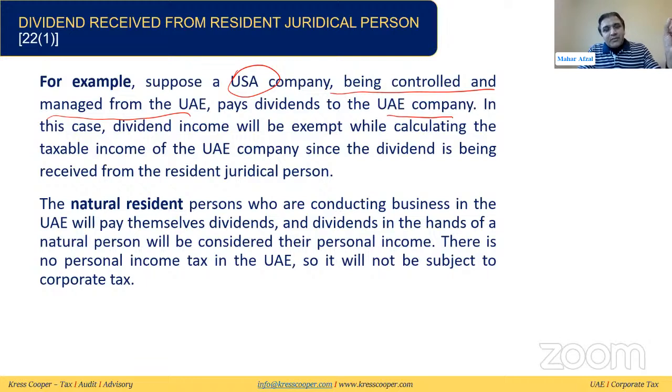Important thing is the natural person who is conducting the business. The natural person might be conducting the business in the form of a sole proprietorship, or it can be a civil company as well, which has been given in the frequently asked question. So to whom will he or she be paying the dividend? Such a natural person who is conducting the business in the UAE in the form of a sole establishment or in the form of a civil company, that person will be giving the dividend to himself, to herself.